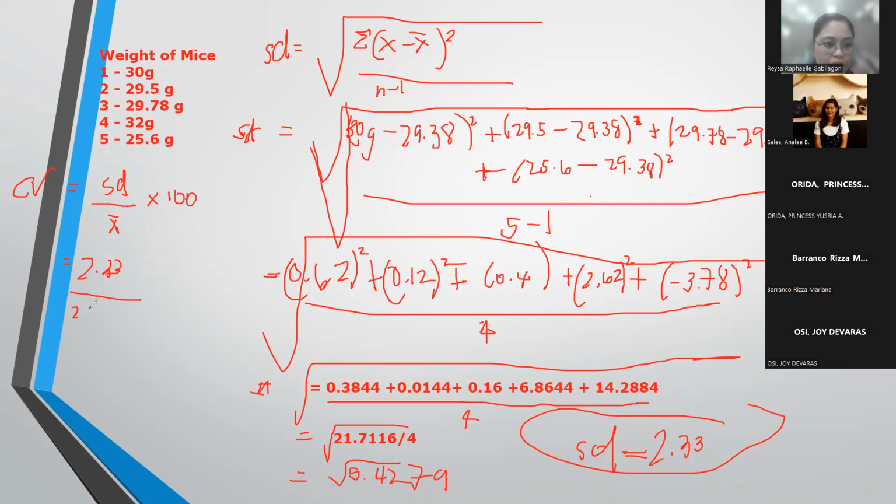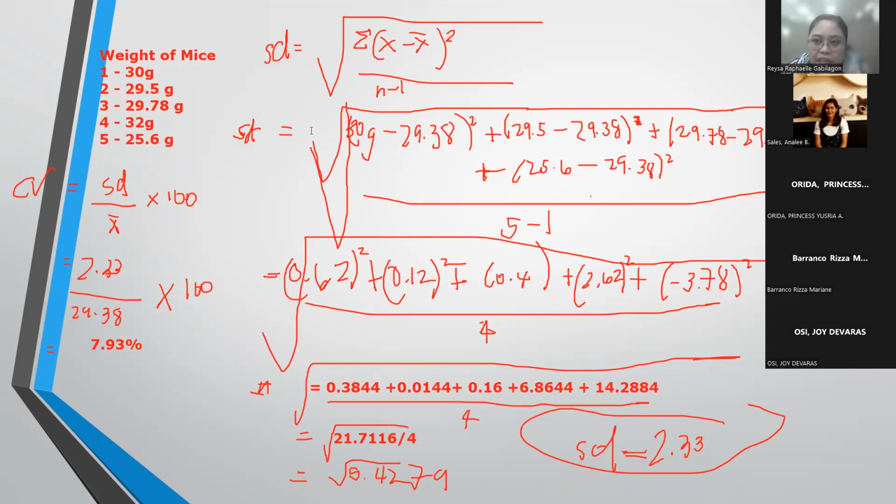That's 29.38 times 100. So 2.33 divided by 29.38 times 100. The correct answer here is 7.93. Take note, we multiplied by 100, so the coefficient of variation is in percentage.